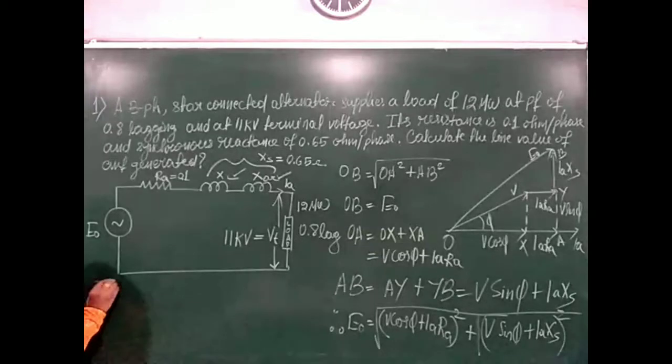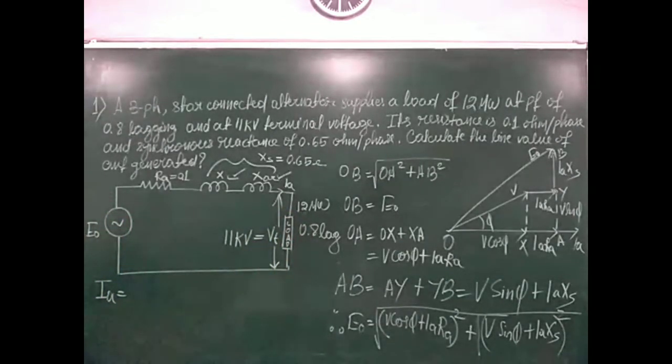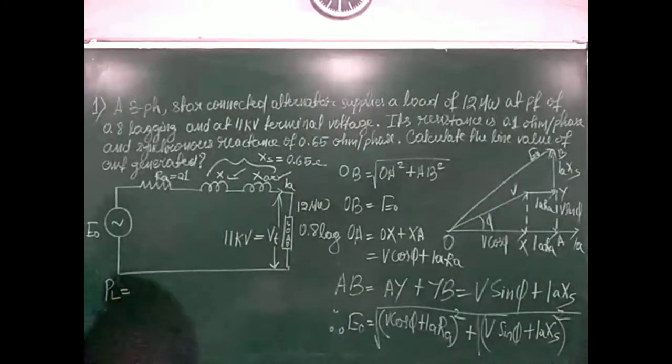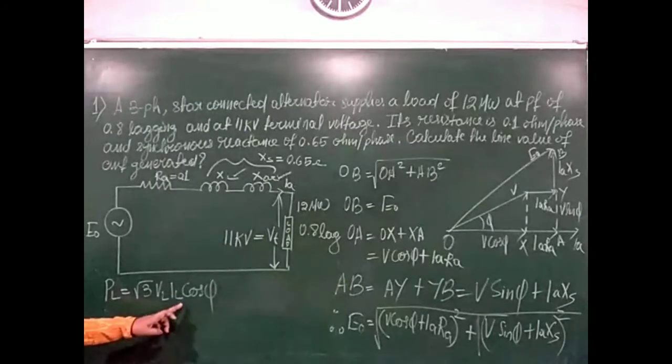So what is Ia? That is the full load armature current. Here my output power is given, and the terminal voltage is a line quantity, so I have to find its phase quantity. You know that output power, that is the load power, in case of a 3-phase system is equal to √3 VL IL cos phi. From this relation you calculate the full load current.